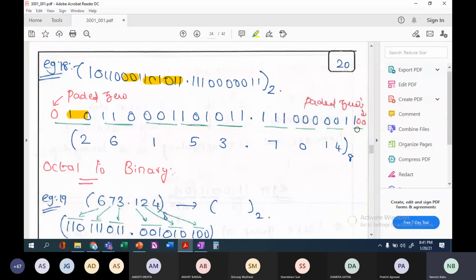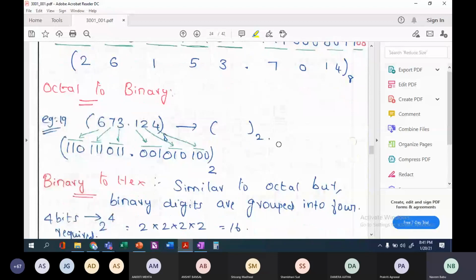Similarly, on the fractional part, you need to add zeros towards the rightmost side. Here you will be padding the zeros to the rightmost side for the fractional part, and to the leftmost side for the integer part.